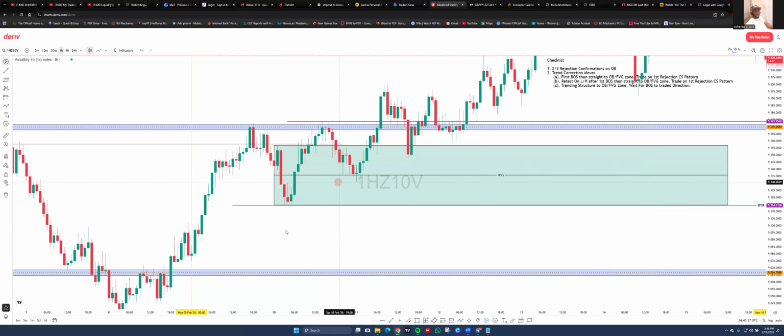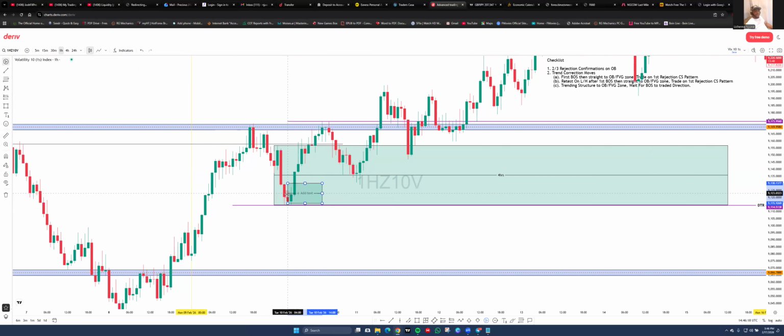Okay. So this is one of those times that you see something like this. But first of all, where is our area of interest? We have multiple areas of interest. For 1 hour, we have this order block here.